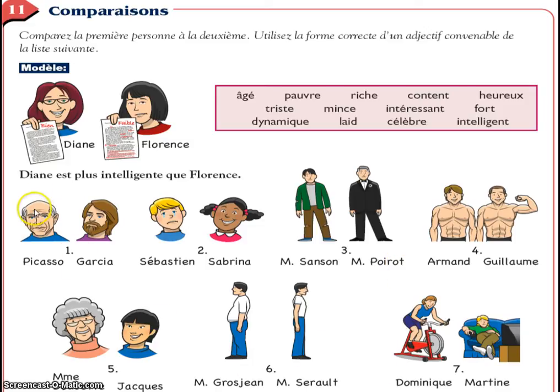So go ahead and do number 1, number 2, number 3, number 4, number 5, number 6, number 7. Okay, as usual, let me go ahead and give you number 1. Okay, here you have Picasso here, and you have Garcia. You see Picasso here, Garcia. So what do you think they're using here? Let's see. What do you have? I'll give you 2 seconds.